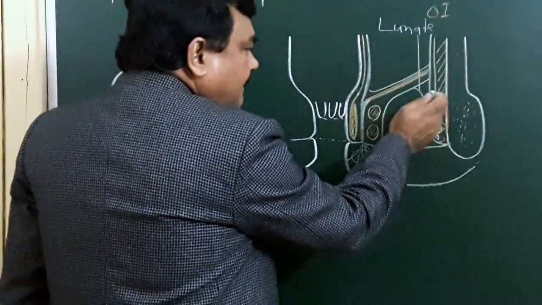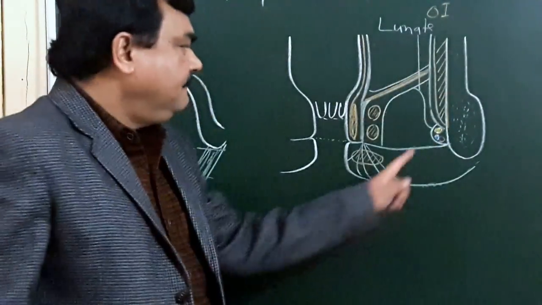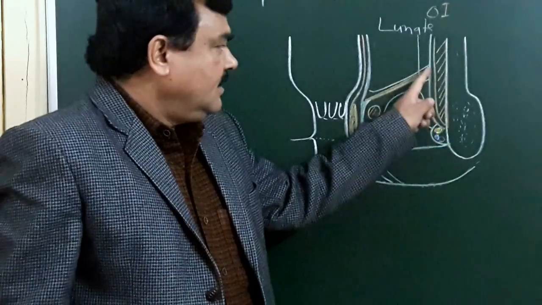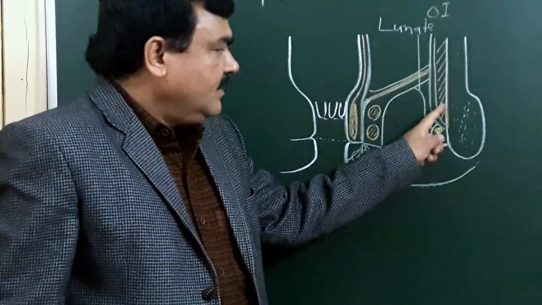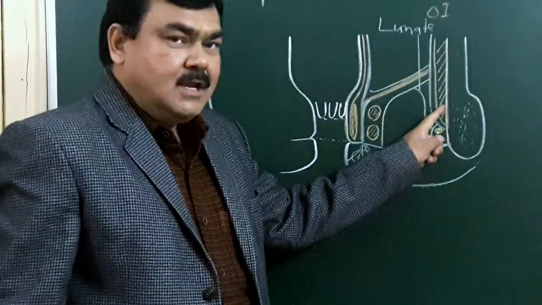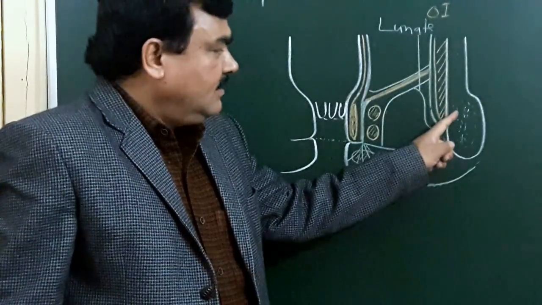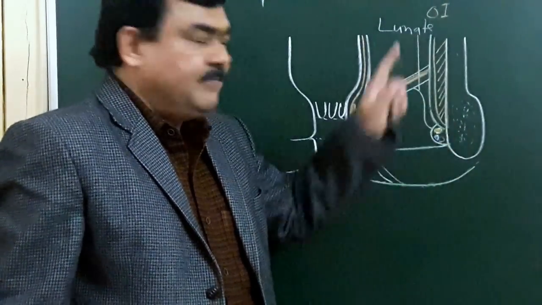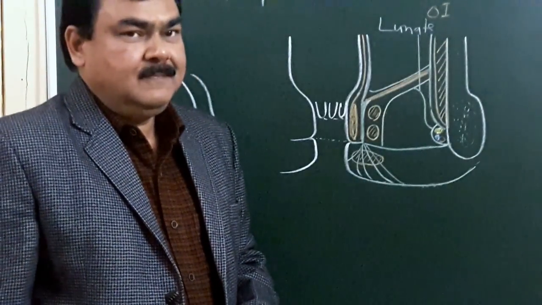This is the lateral wall. The lateral wall is formed by this part. This is the obturator fascia, and here is the obturator internus muscle. Then the ischial tuberosity and ischium. This is the lateral wall.